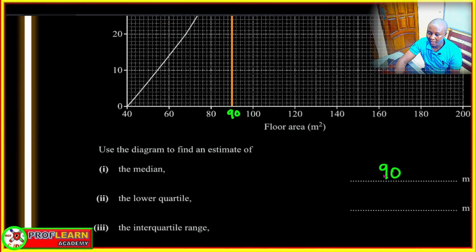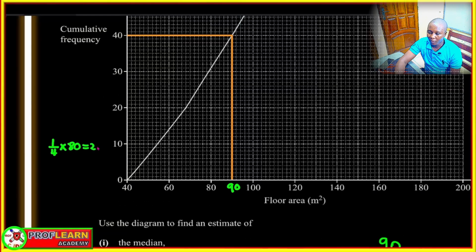The next question that was asked is the lower quartile. Remember, lower quartile is a quarter of the total data, one quarter of the total cumulative frequency. So we're going to take 1/4 times 80. That's going to be 20. Then we go where 20 is, we draw a line, then we check and read this value here.